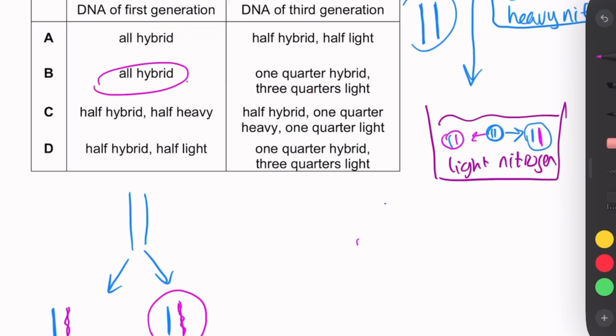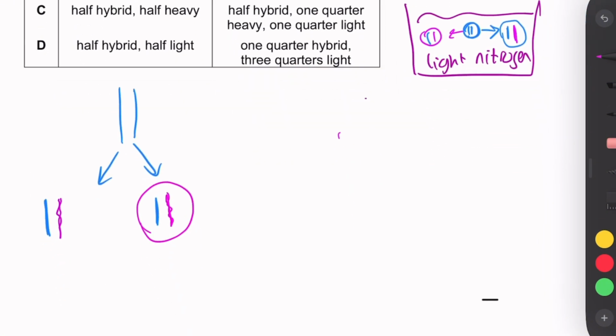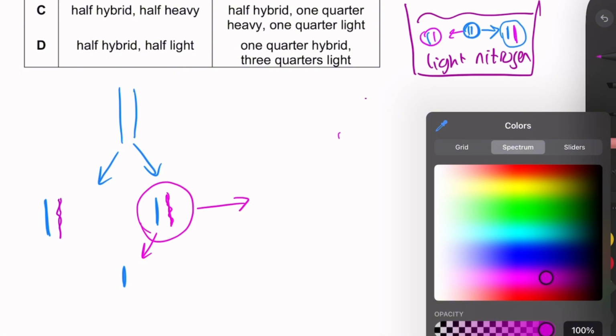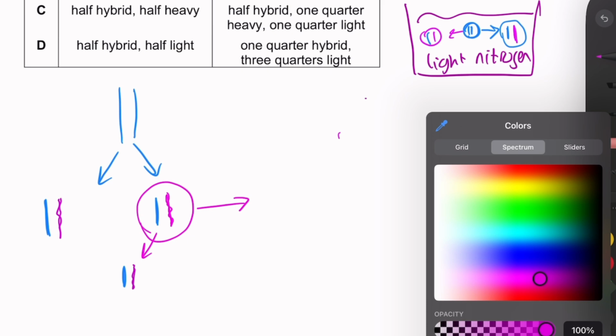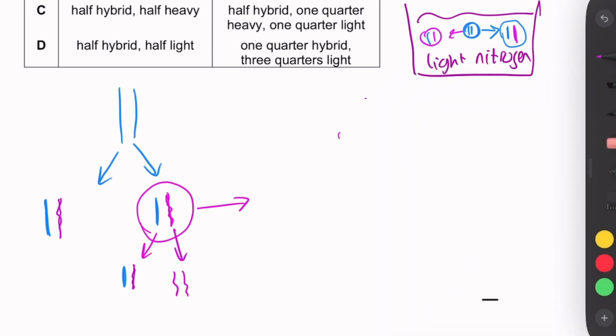Okay, but then the second generation. Now take one of these guys and let's have them replicate inside again light nitrogen. So what happens? This guy is going to be maintained, but here we have a copy which is made of light nitrogen. Then this guy is going to be maintained, and we have a copy of light nitrogen. So this is the second generation. Now this is going to be our third generation.